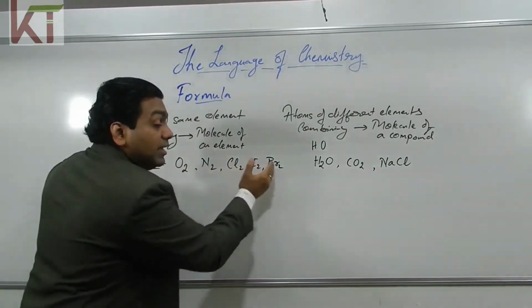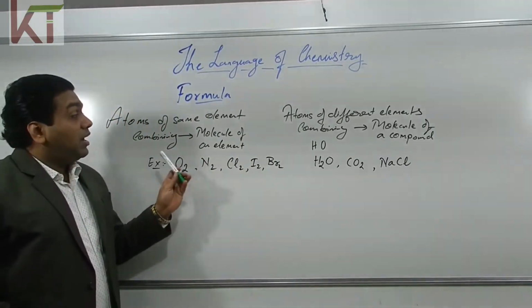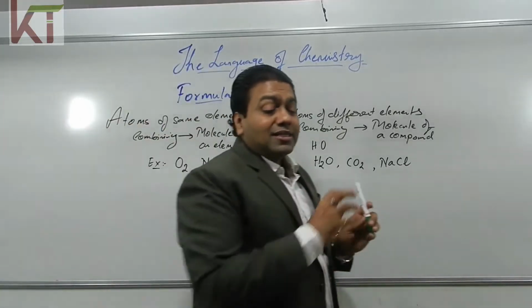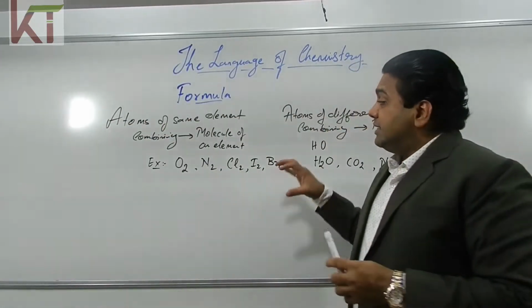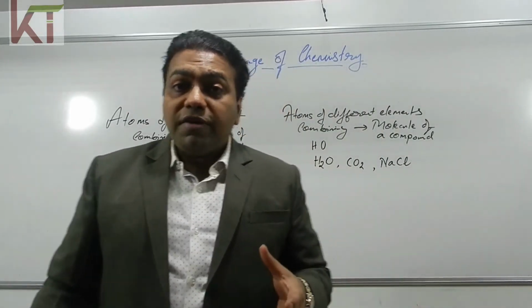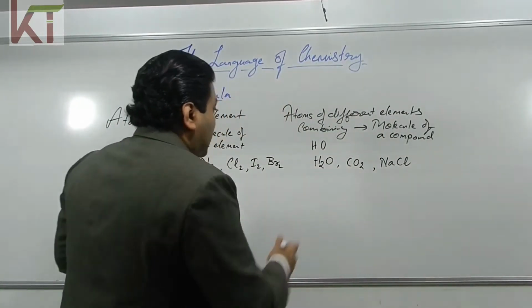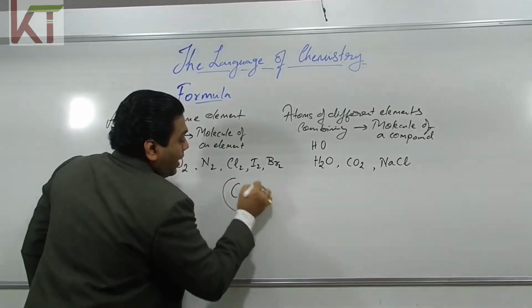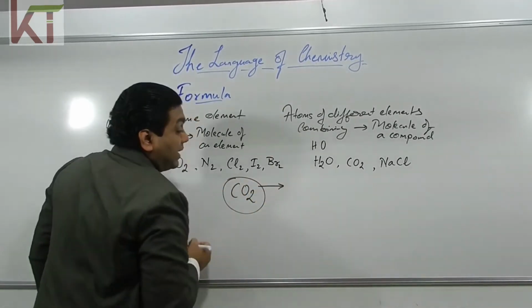Such a formula is called a molecular formula or the chemical formula of an element. So that's how the chemical formula is represented, and a chemical formula in short gives us a lot of information. So say for example, I take this carbon dioxide. What information do I get from this carbon dioxide?